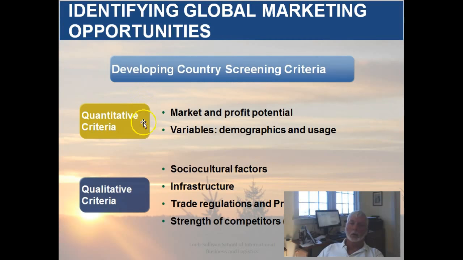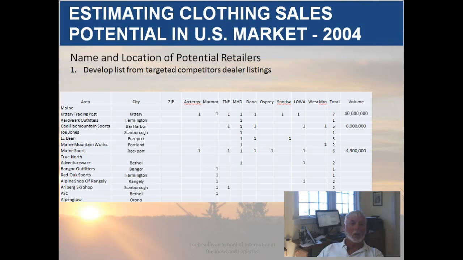If you go here, I've figured out my market potential is $10 million. What's my profit potential? I know what my costs are going to be. I can figure out my costs. I can figure out all of that. So that's kind of the process. And you're going to do that. I don't care what the product is. That's what you're going to do.